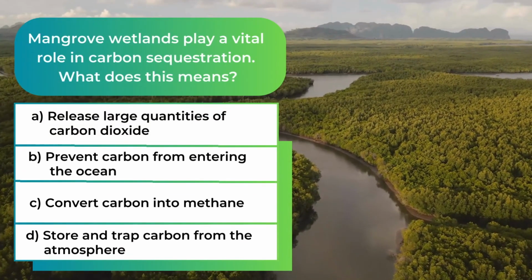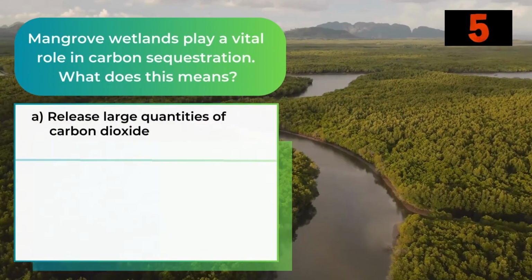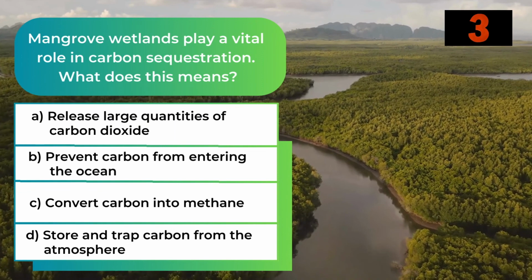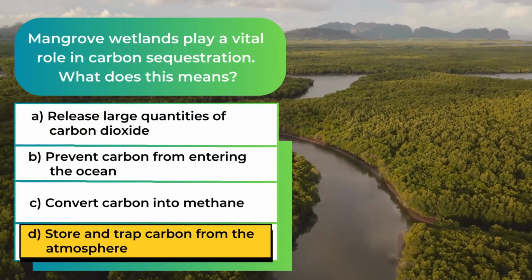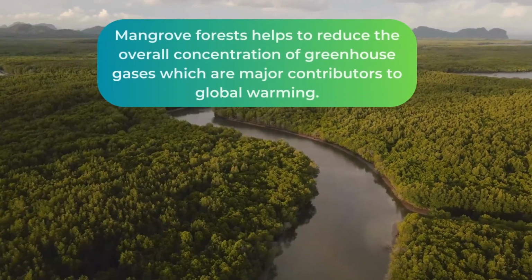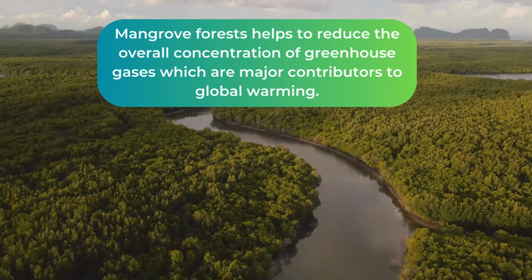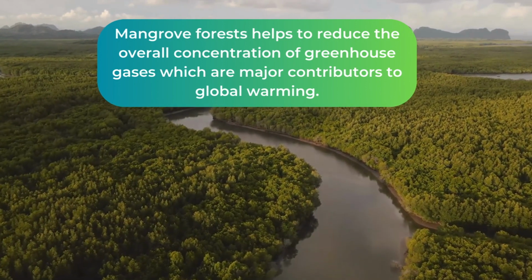Mangrove wetlands play a vital role in carbon sequestration. What does it mean? The answer is D. Store and trap carbon from the atmosphere. Mangrove forests help to reduce the overall concentration of greenhouse gases, which are major contributors to global warming.